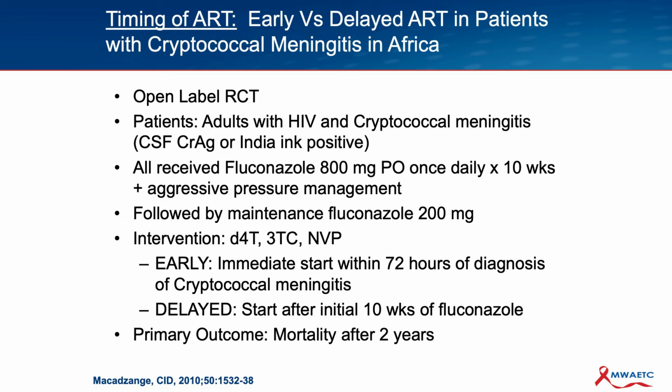They got fluconazole. Intervention was also not what we would consider standard of care now, but all patients got D4T, 3TC, and nevirapine. Those that had antiretroviral therapy started early got it immediately, meaning within 3 days of the diagnosis of cryptococcal meningitis. Those that had ART delayed, it was delayed after the initial 10 weeks, so 2.5 months after getting their crypto treated. And the primary outcome was mortality after 2 years.